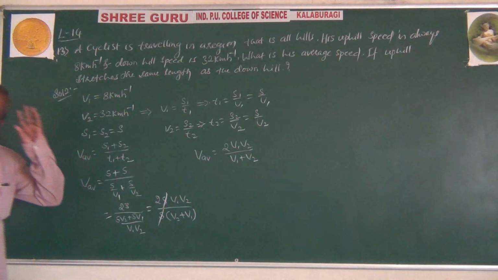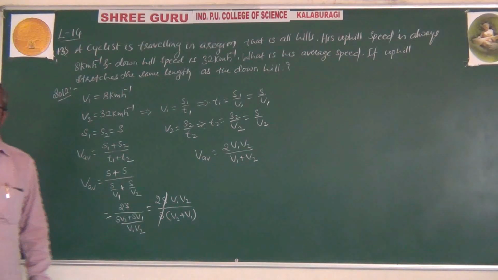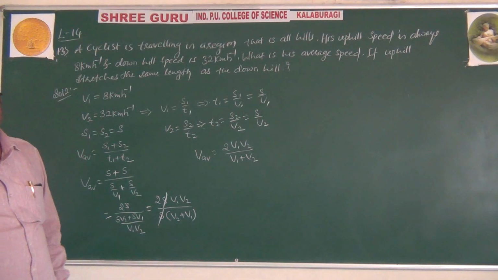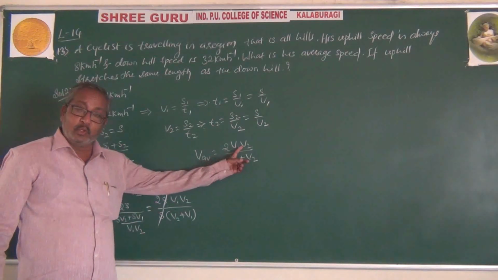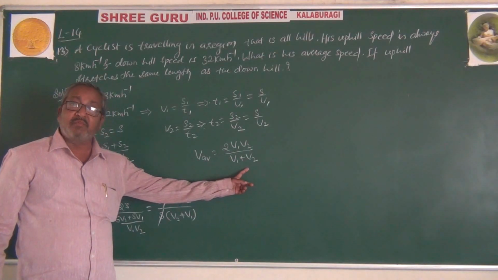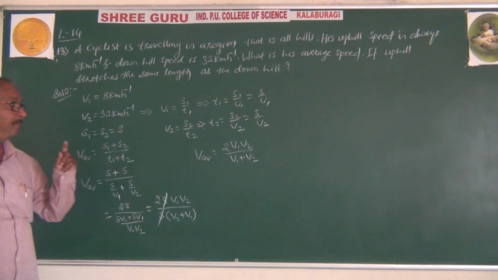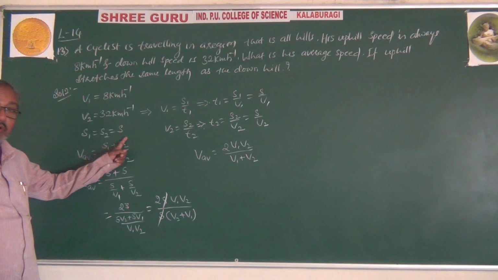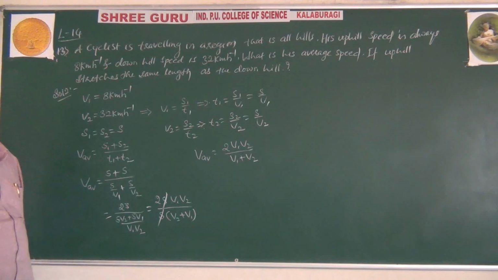This formula actually I was given. If the distance traveled is equal in uphill and downhill, both the distances are equal, and one is the speed V1 and another is the speed V2, then directly you have to use average velocity equal to 2 V1 V2 divided by V1 plus V2. This is the formula; when S1 equal to S2 equal to S, both are equal. Is it right?